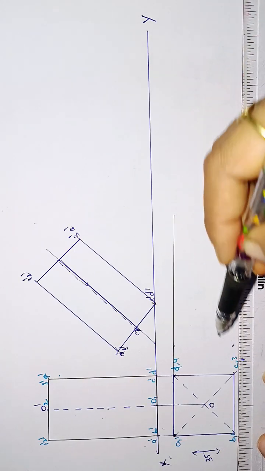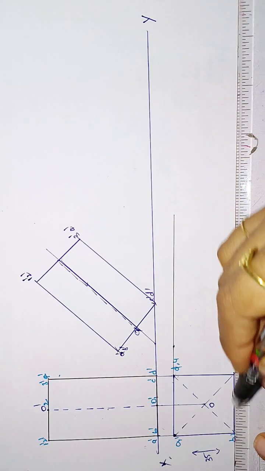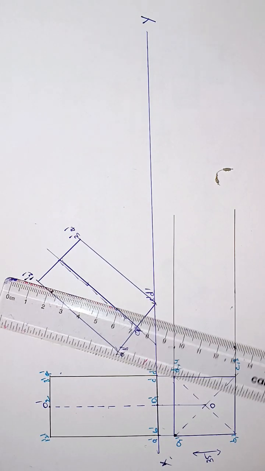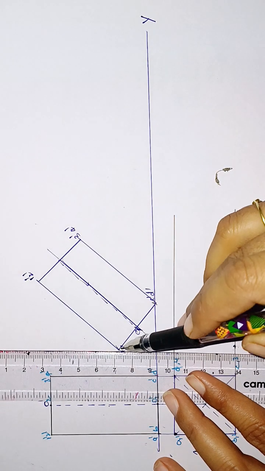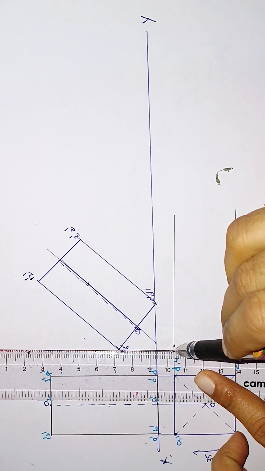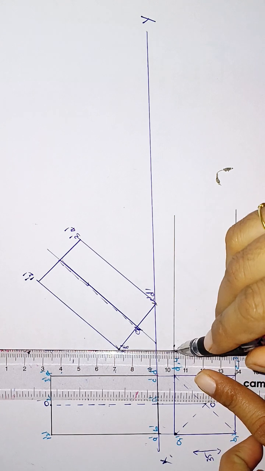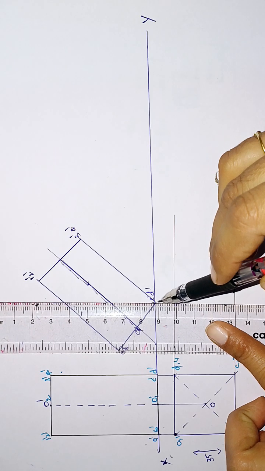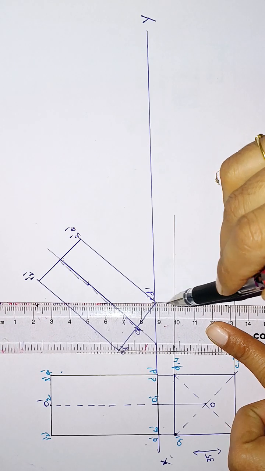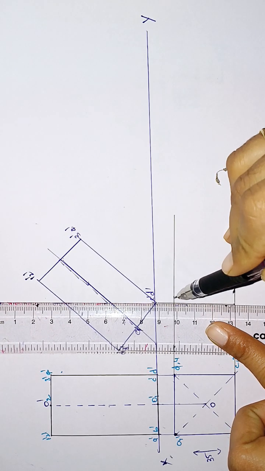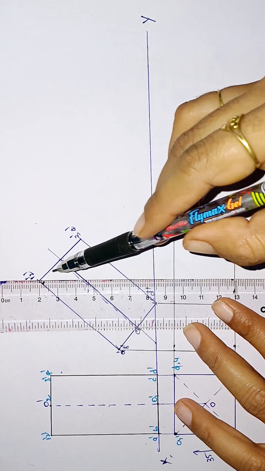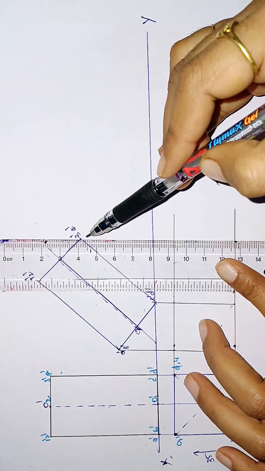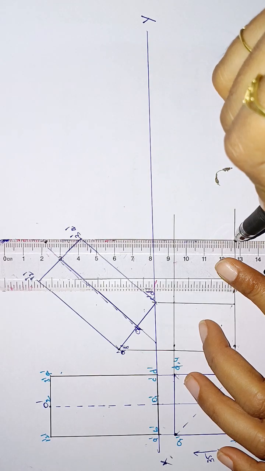Light line, bases, and this one. Similarly, you have to project A here, and this one is B. Next, you have to draw C here and D1 here. Similarly, you have to draw 1 also, and 3 and 4 also.